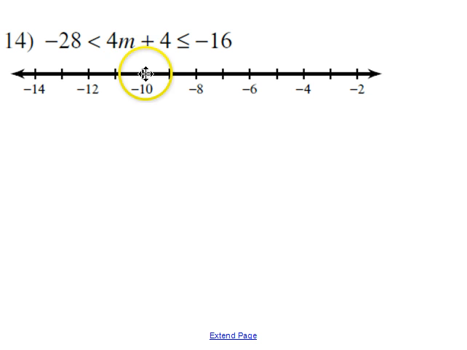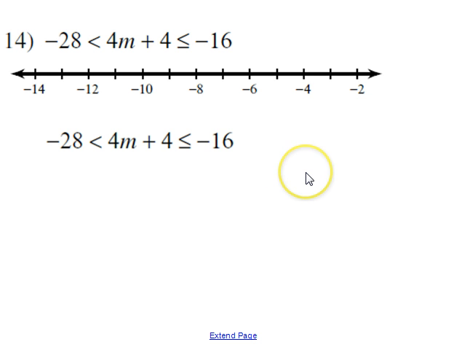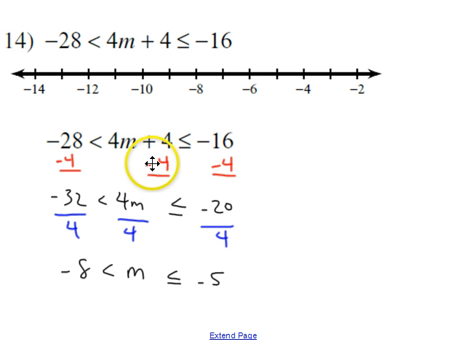The other kind of compound inequality is where everything is in between two arrows. These are called and inequalities. 4m plus 4 is greater than -28, and it's less than -16. Again, let's move this down here where we have more space. And once again, to solve it, I'm going to unpeel in the opposite order of PEMDAS. First thing I'll do is move the 4. Well, I'll just show you all the things. I'm going to move the 4's over, then I'm going to divide by 4.